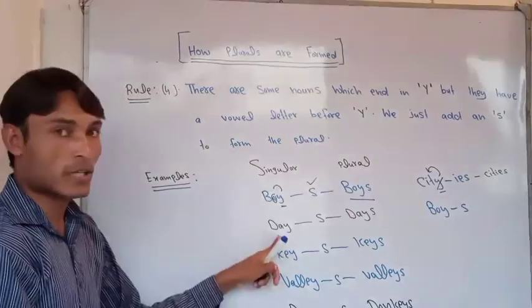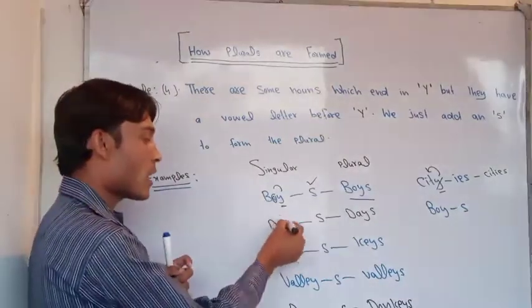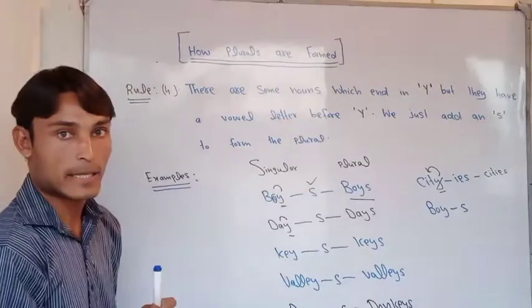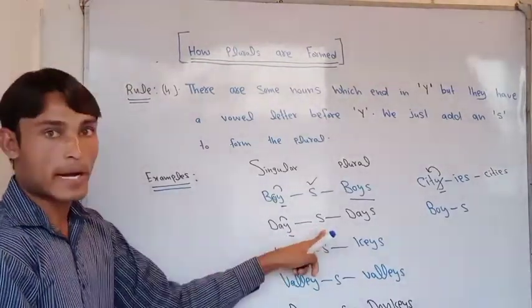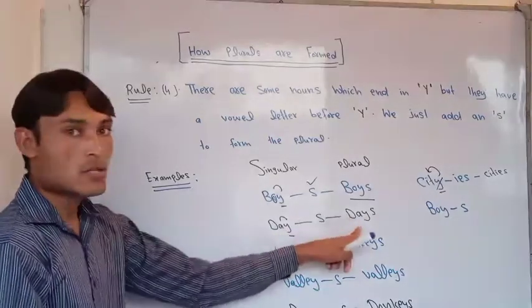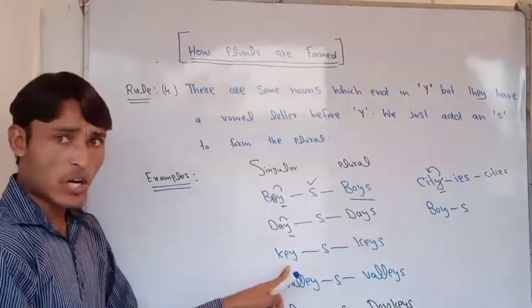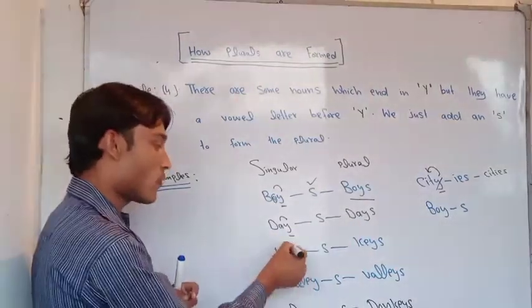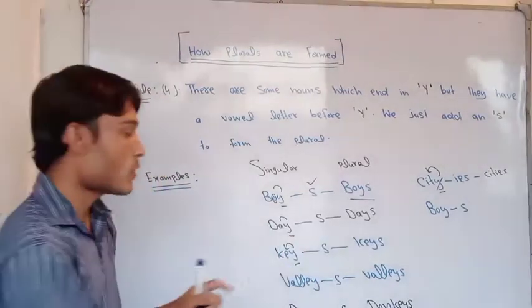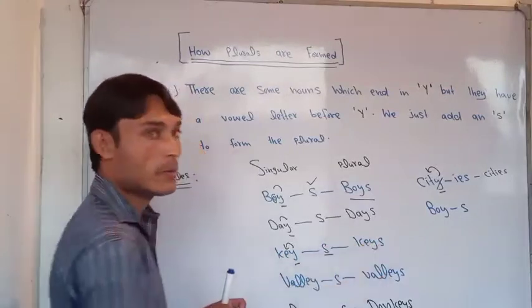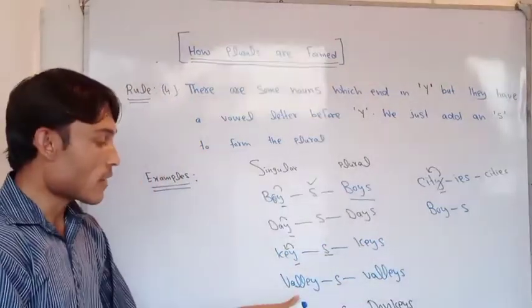The same case for day, because before the y we have a vowel letter. If we have a vowel letter, we can just simply convert by adding s. Like day, we say days. If you talk about key, there is y, and before the y we have a vowel letter. So we simply add s and that will be converted to keys.